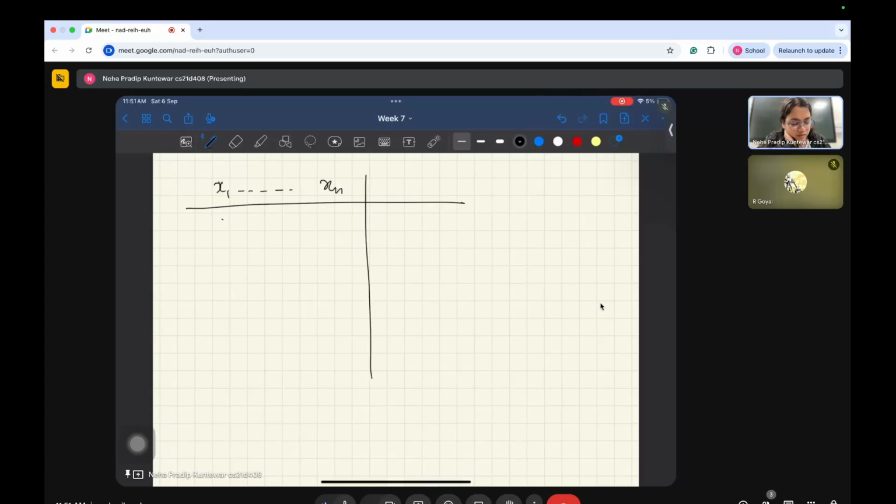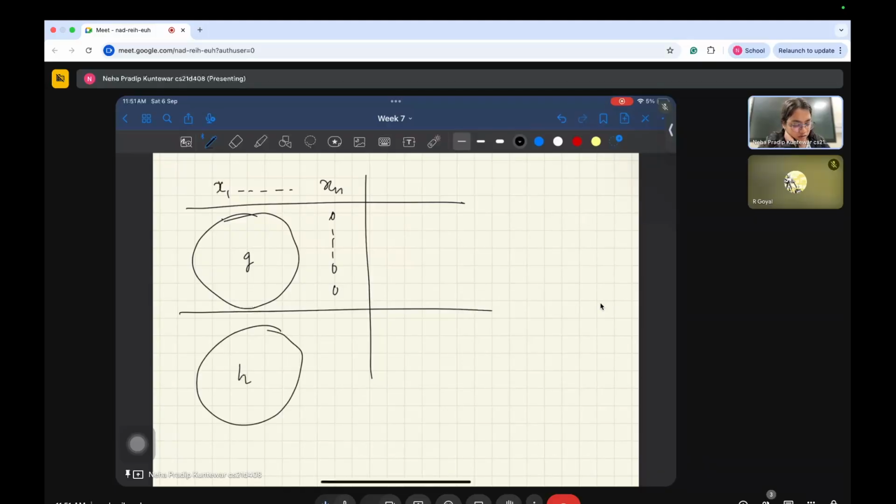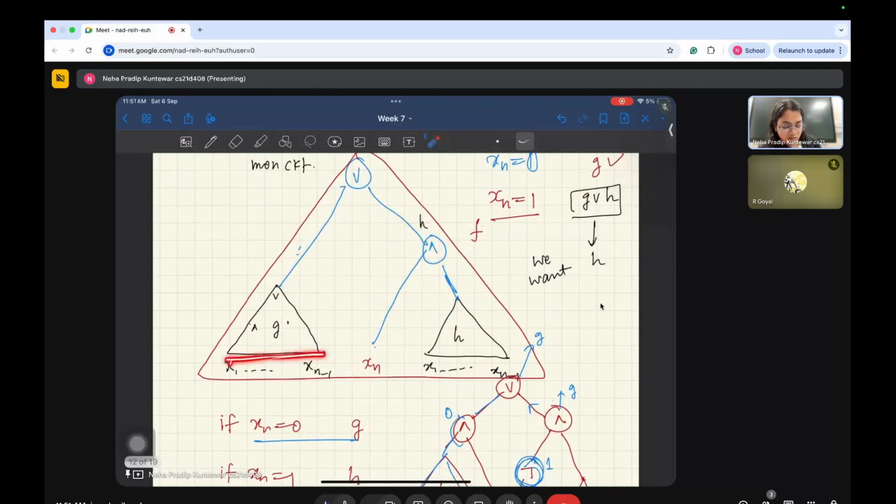So this is what we had. We had a g here, then we had all zeros here, and then we had h here, and then all ones here. So we want to show that g or h is the same as g. Notice that whenever the x1 to xn values that g takes are the same as the x1 to xn values that h takes, only that we drew it like this for simplicity.